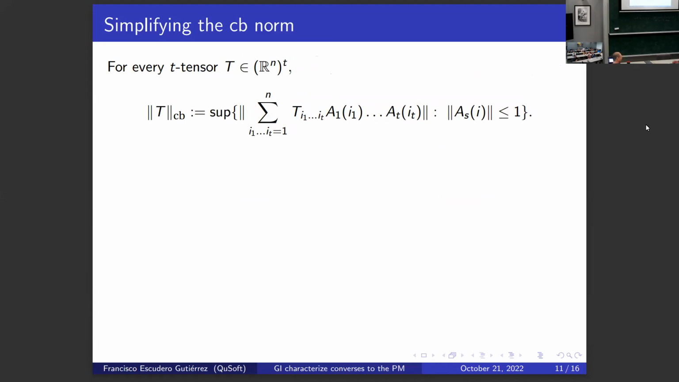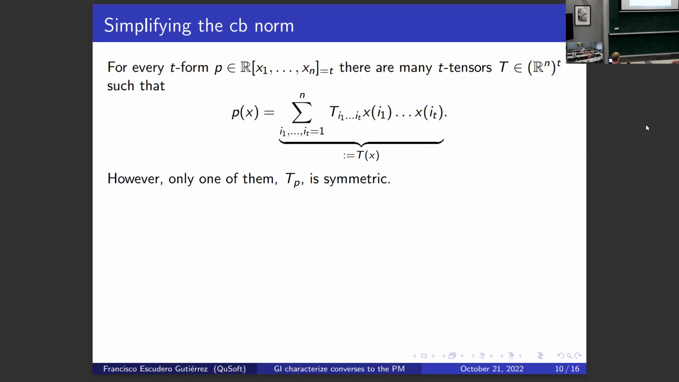Okay, so it's not the same. Here we regard the thing as a multilinear form, and here we regard it as a commutative polynomial. Okay?